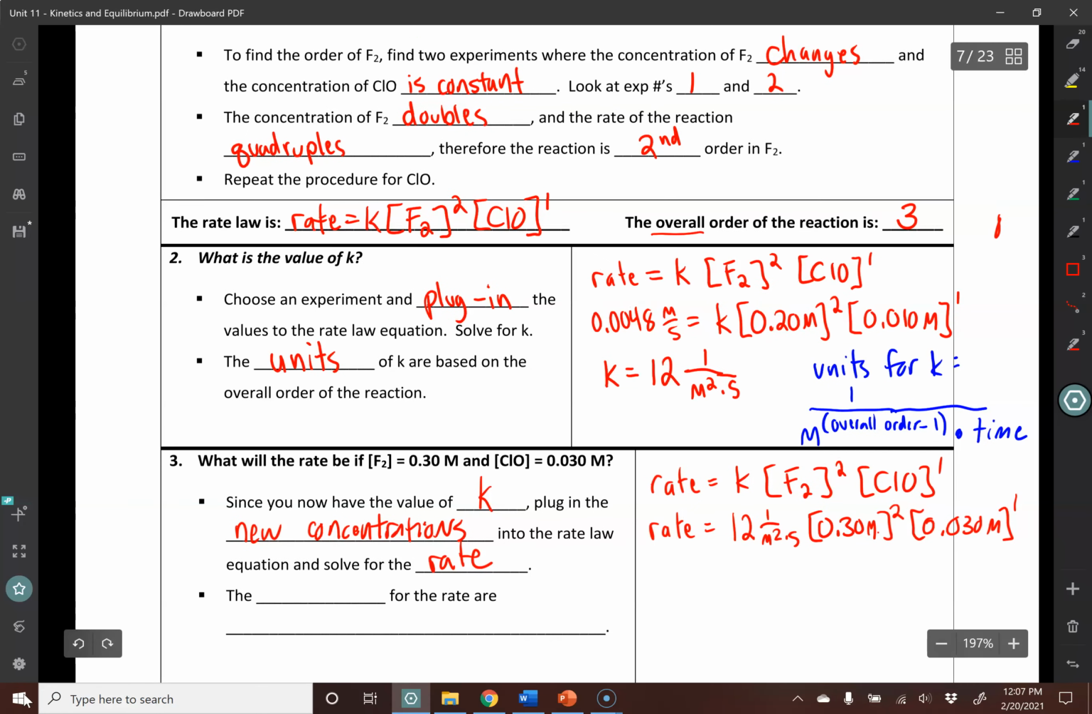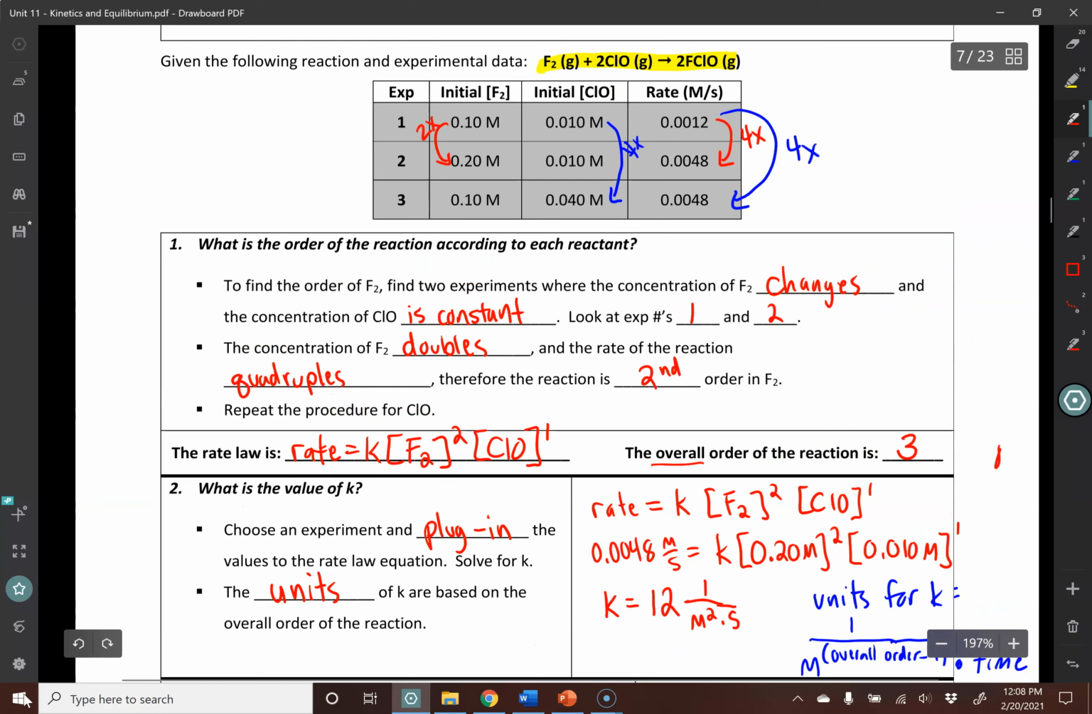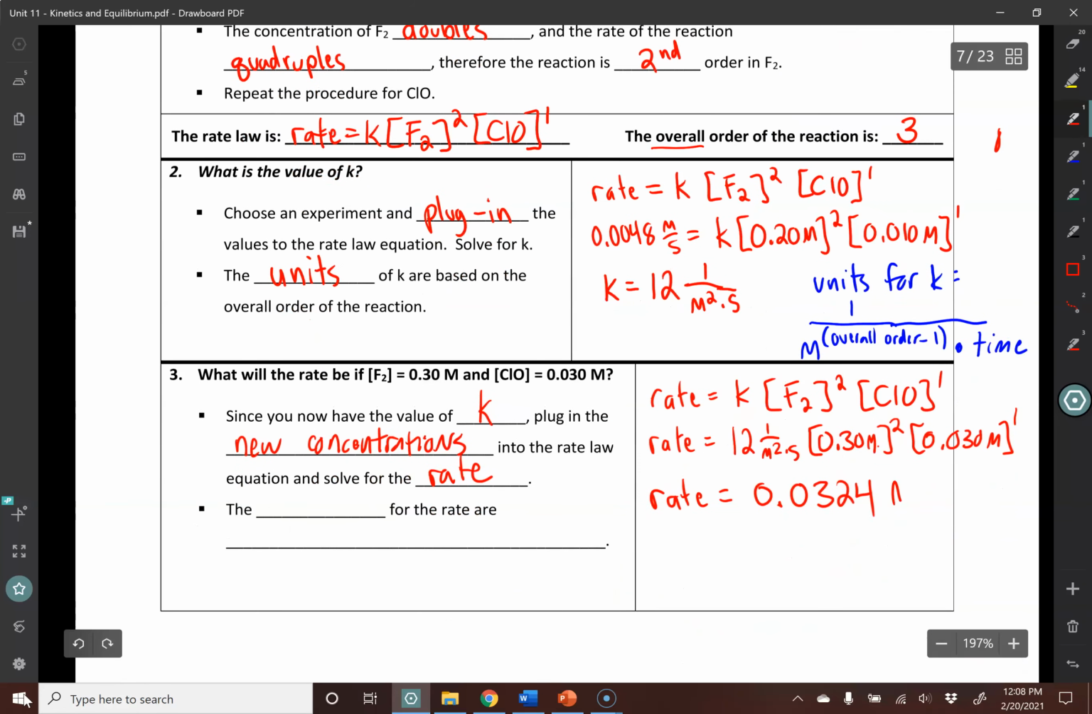I'm calculating my rate to be equal to 0.0324. What are my units going to be here? Now you can kind of go through and solve them if you'd like, but you can also remember that they're going to be provided in the data table. So my rate, if I increase the concentrations to 0.3 and 0.03, should be 0.0324 molar per second. So our units for the rate are provided in the data table.